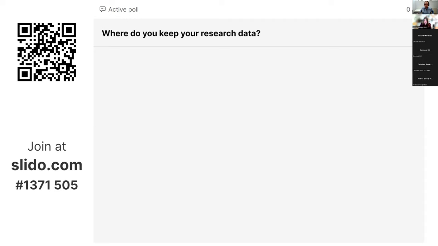And we would like to know, where do you keep your research data? So where do you keep your data during the project? Since many of you are from the research support, you can tell us where your researchers that you support, where do they keep the research data mostly?